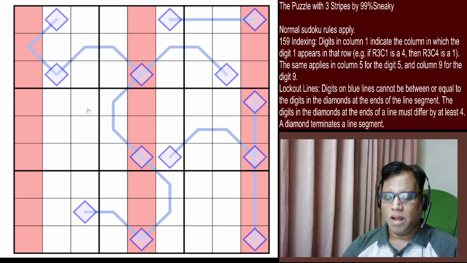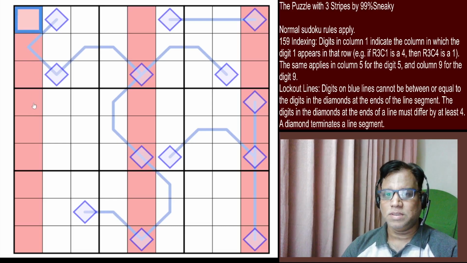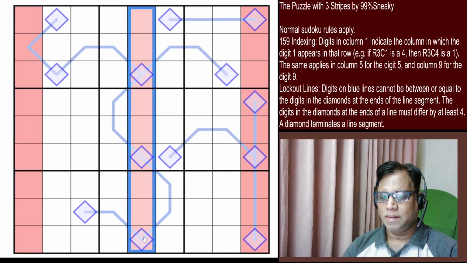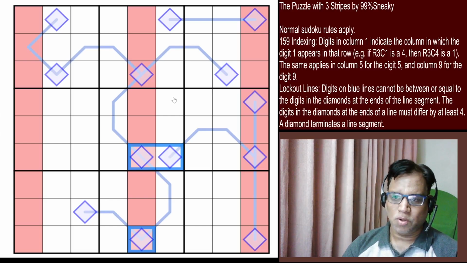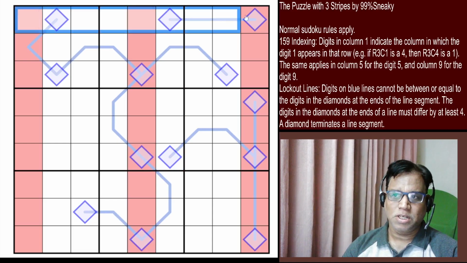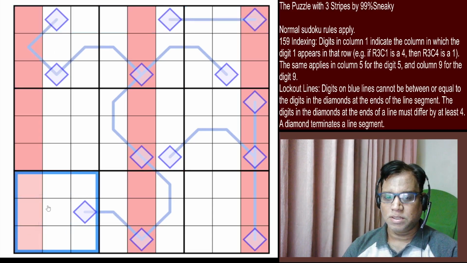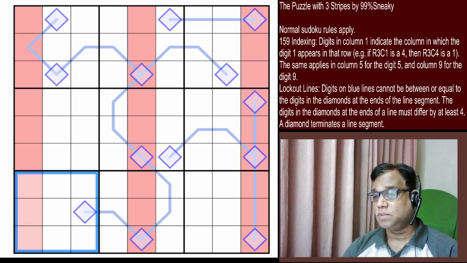As you can see, for those who already know the Sudoku invariant rules, this is simply 159 index, and these are the lockout lines. Those are simply the rules, and I am going to now read the rules in detail. Normal Sudoku rules apply. That means each row, each column, and each 3 by 3 box contains the digits 1 to 9 only once without any repetition. 159 indexing: digits in column 1 indicate the column in which the digit 1 appears in that row.